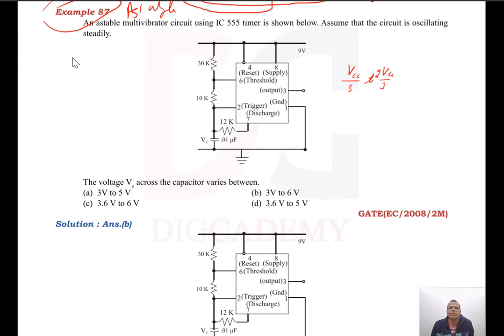VCC is 9 volt here, so it must be varying from 9 by 3 to 2 into 9 by 3. So this is 3 volt, and this is 6 volt. So it must be varying from 3 to 6 volt. Which is the answer? The answer is B. So this is a simple question.